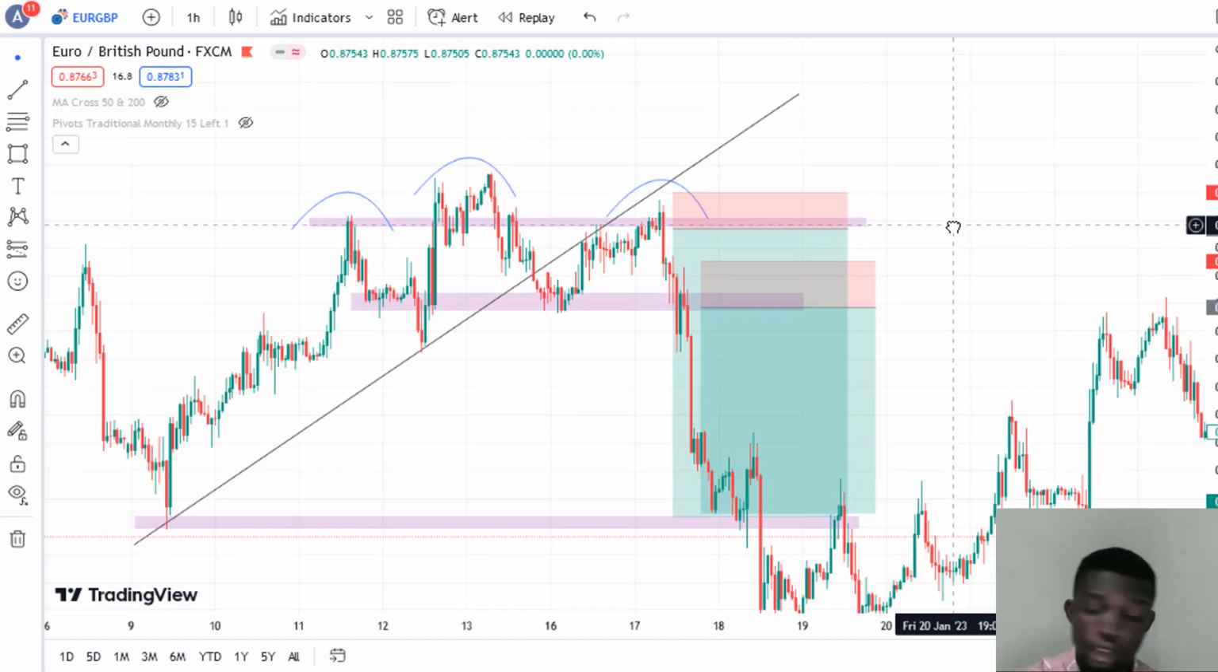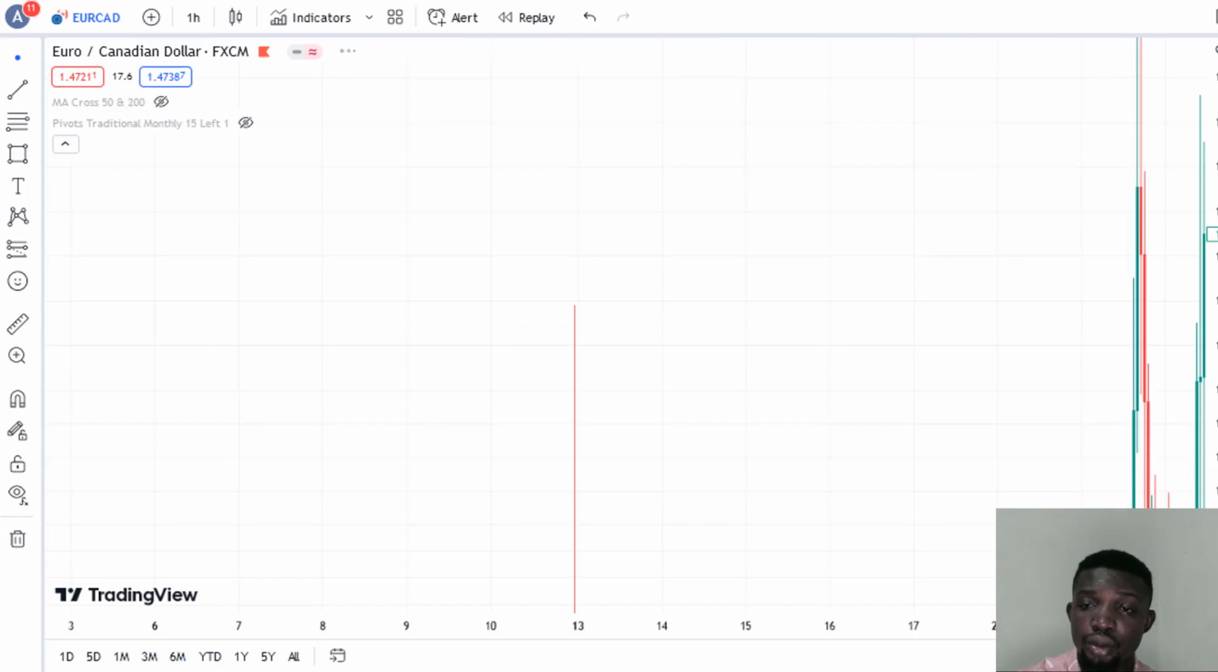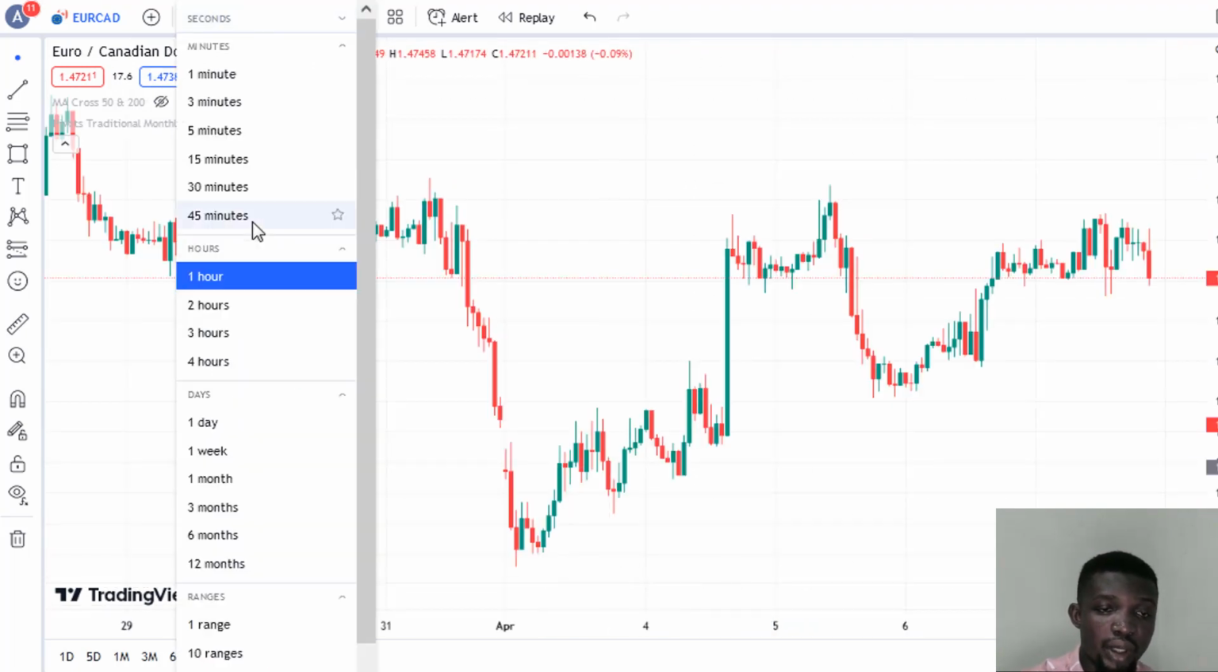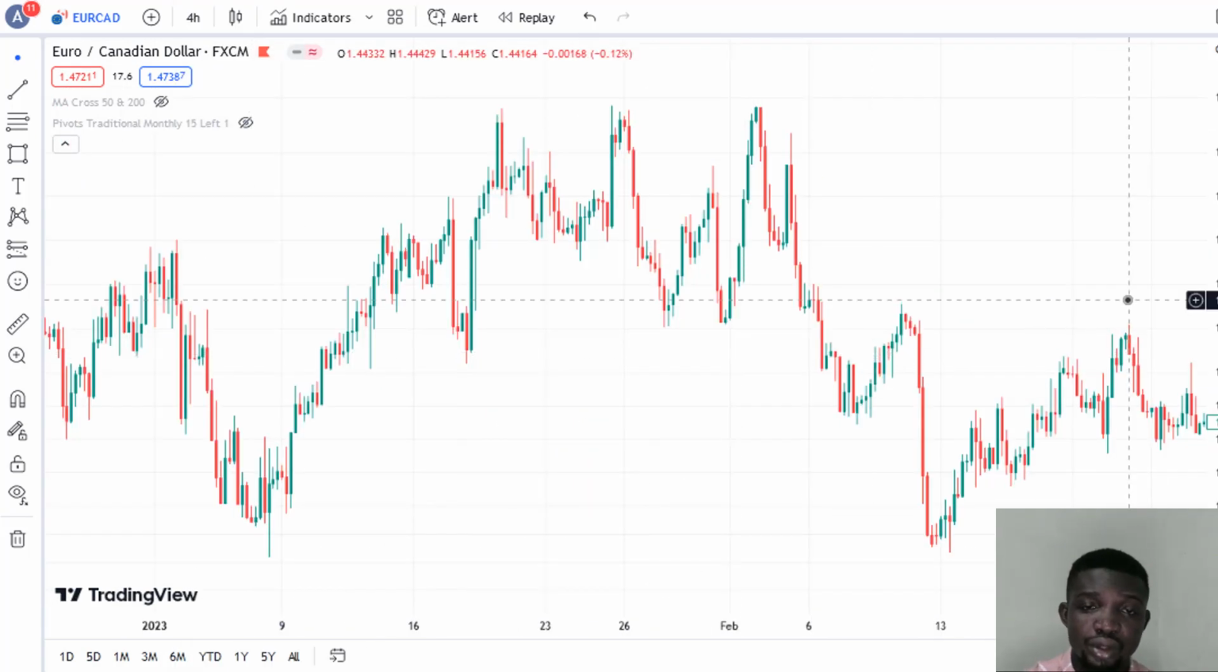Let me show you the double top in the early chart. I'm going to be using Euro Card on 4 hours. I have Euro Card on the 4 hours, and we are looking for what? We are looking for the double top.